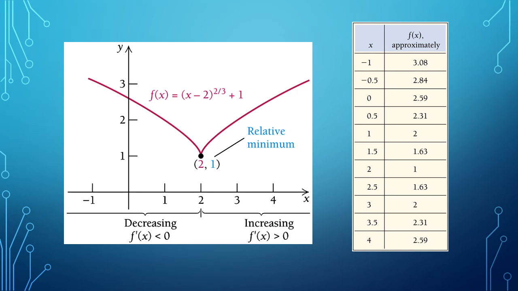And here's what the graph looks like. You can see why the derivative doesn't exist even though the function does. We've got a sharp corner there.